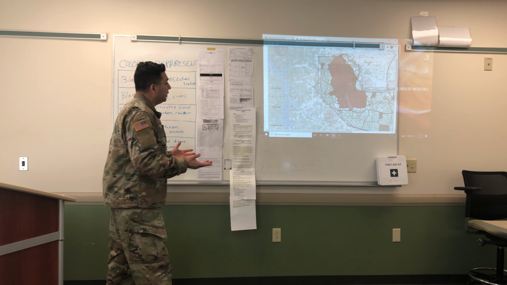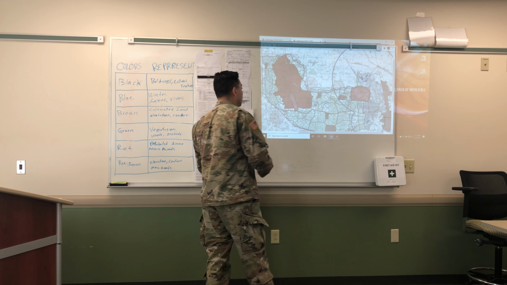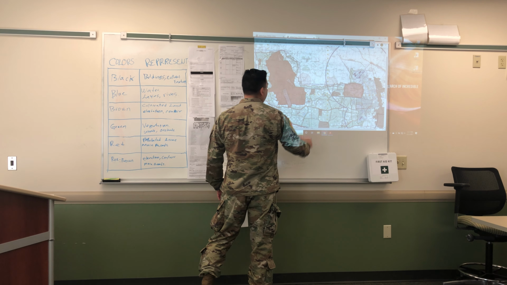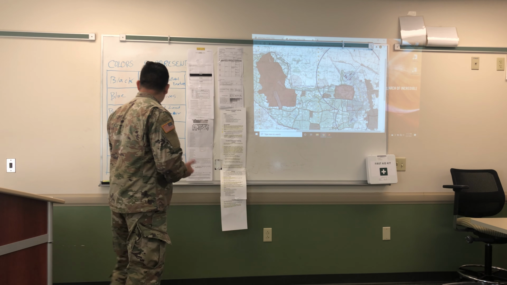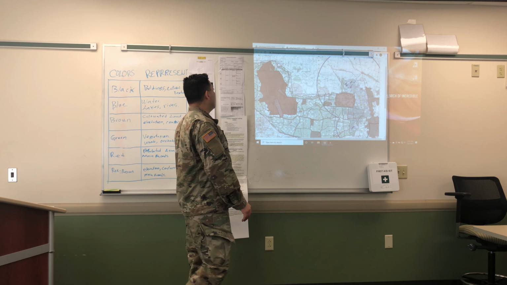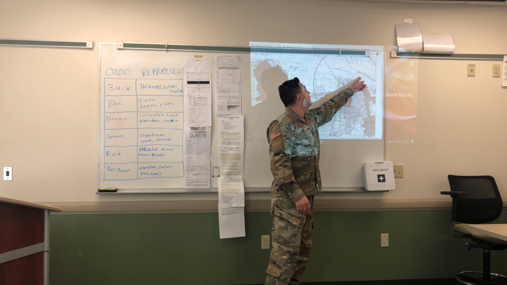And now we're going with green. Green is going to be the vegetation, so we've got all this green right here on that. Okay, and the red. Red is populated areas and main roads. So we've got that main road over here.